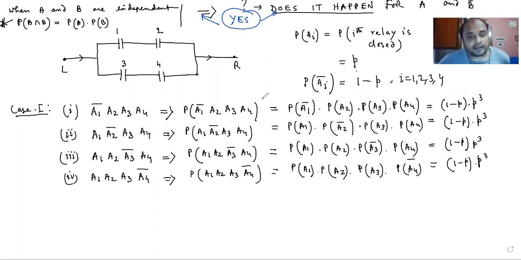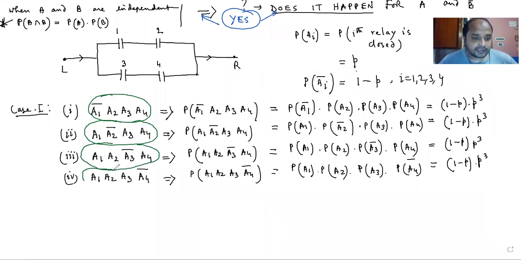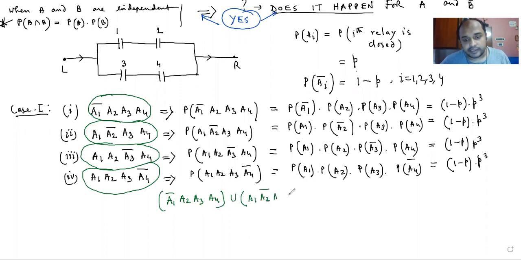Okay, but here in this case one, if you carefully observe, these individual events A1, A2, A3, A4 are independent. But if I collectively look at the events A1 bar, A2, A3, A4, these collective events are not independent. These are mutually exclusive. So if this is happening, the rest of the things will not happen. So we have actually got this.